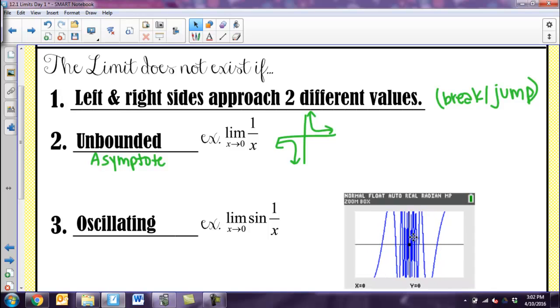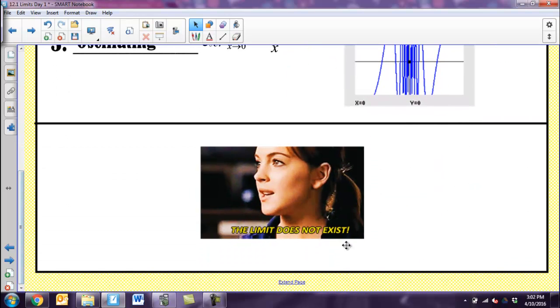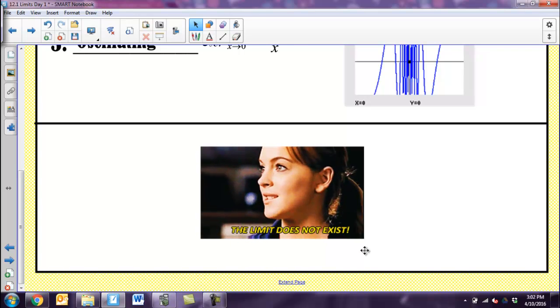So now you can quote Mean Girls with confidence, because the limit does not exist in those 3 cases.